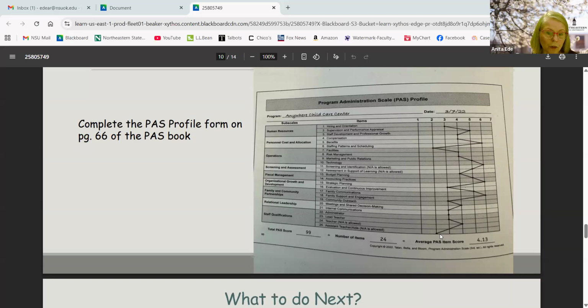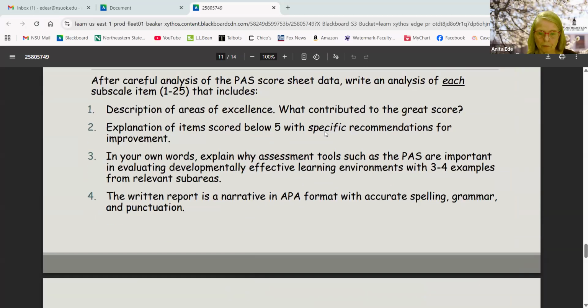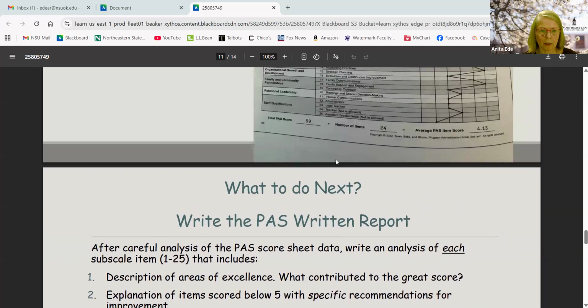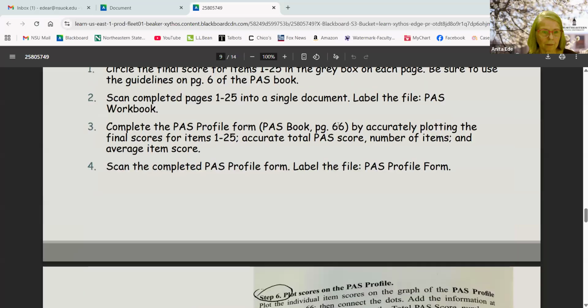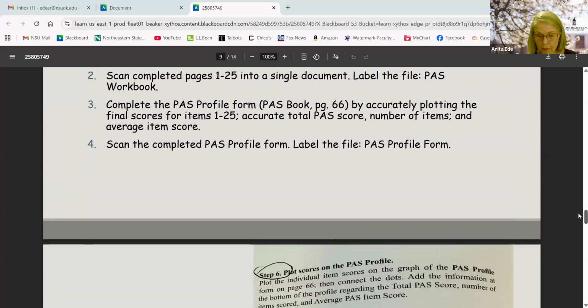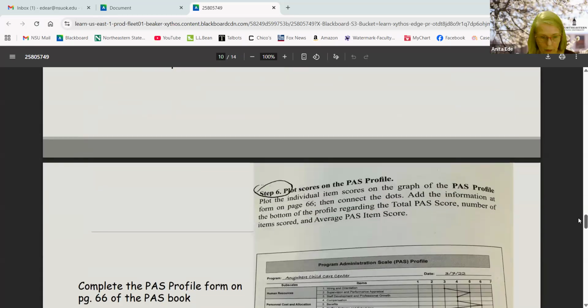Once you have that finished, you're going to scan it and label it. Okay. You're going to label it PAS profile form and plot out your scores. So then that'll be uploaded too. And then you're ready to write your report.